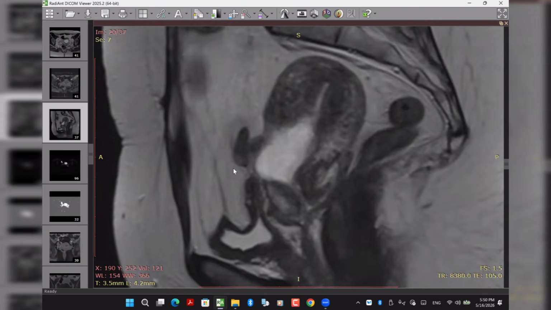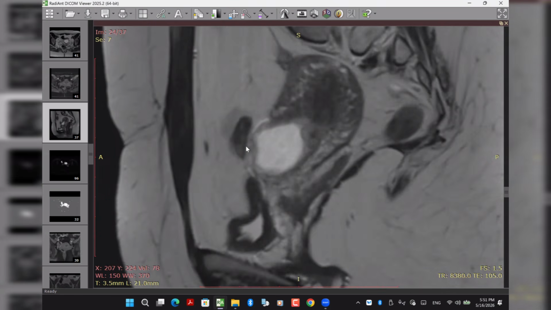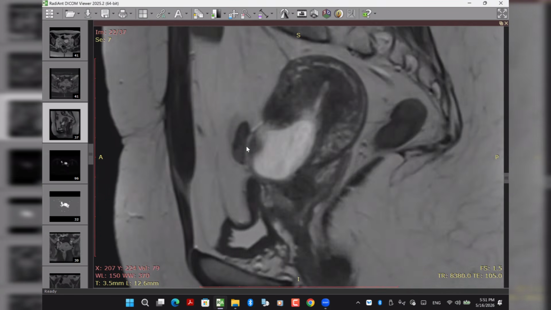Excellent. So you don't have any specific signs of rupture at the time of the scan. Okay. Yes. You got my point? Yes, you describe it very well.